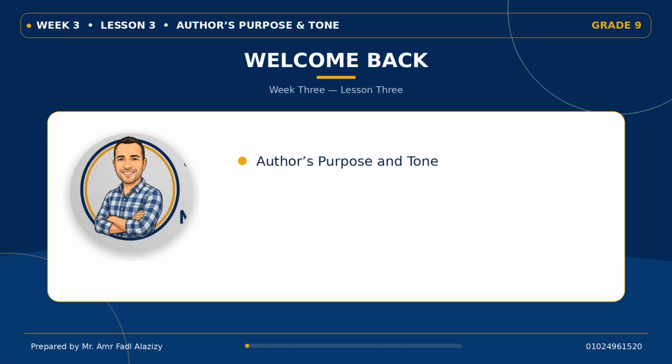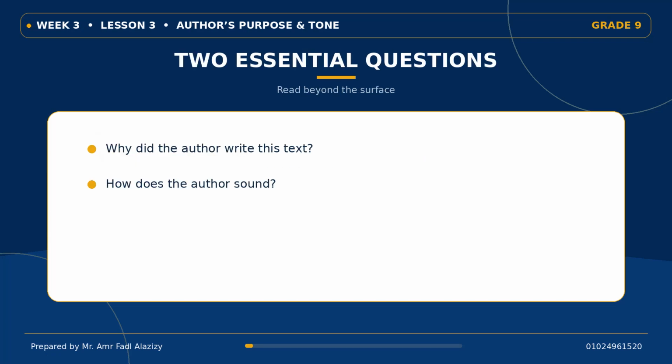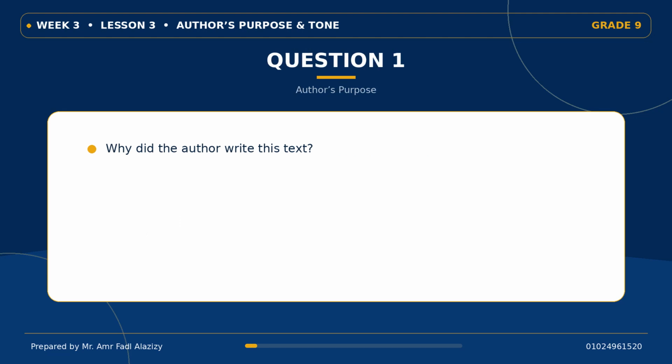Every author writes for a reason. The author chooses a topic, selects specific information, and uses certain words to communicate a message. To understand the text deeply, we need to answer two important questions. The first question is, why did the author write this text? This question helps us identify the author's purpose. The second question is, how does the author sound? This question helps us identify the author's tone.